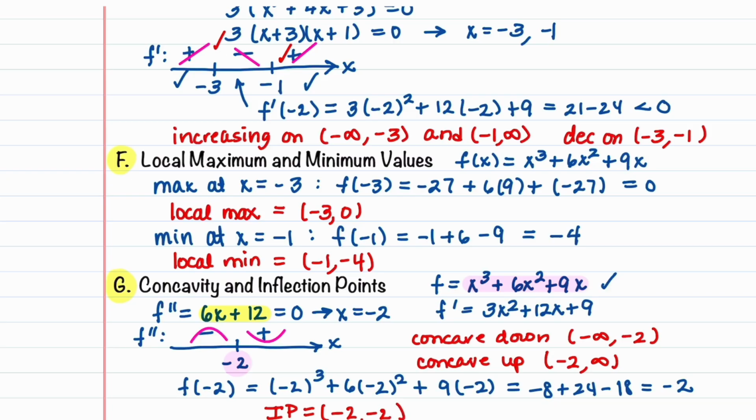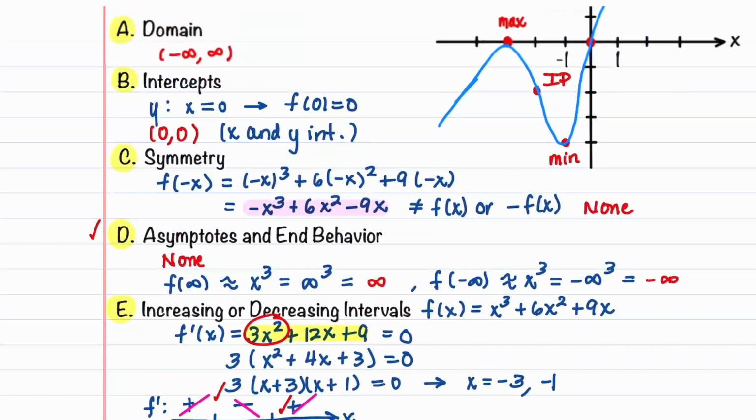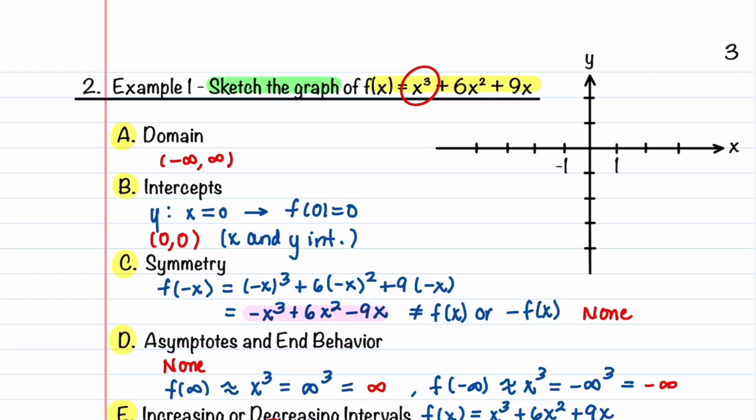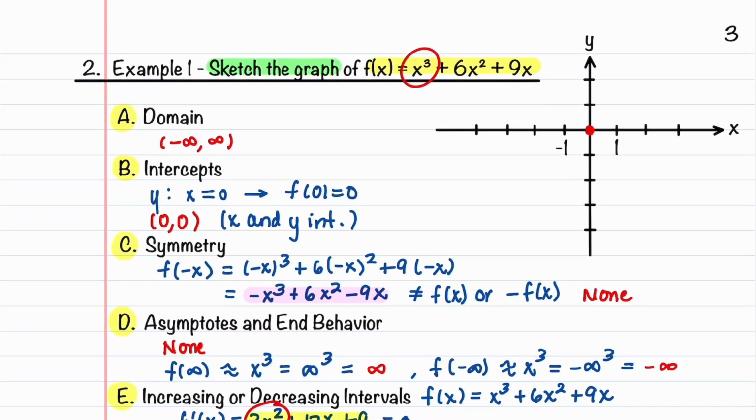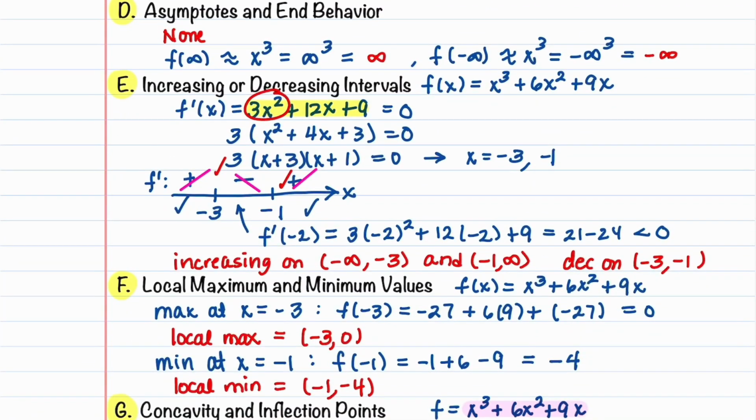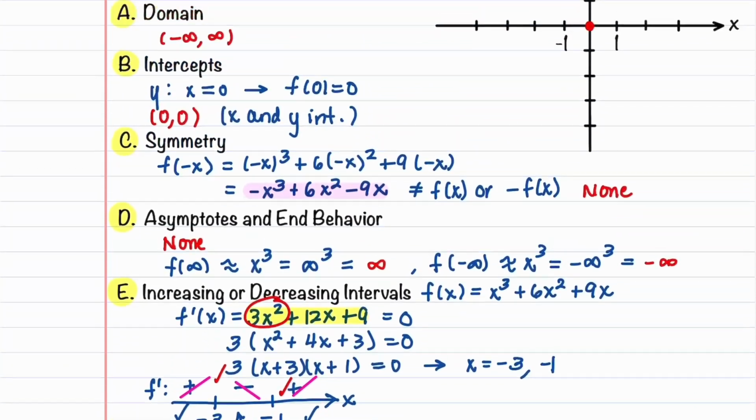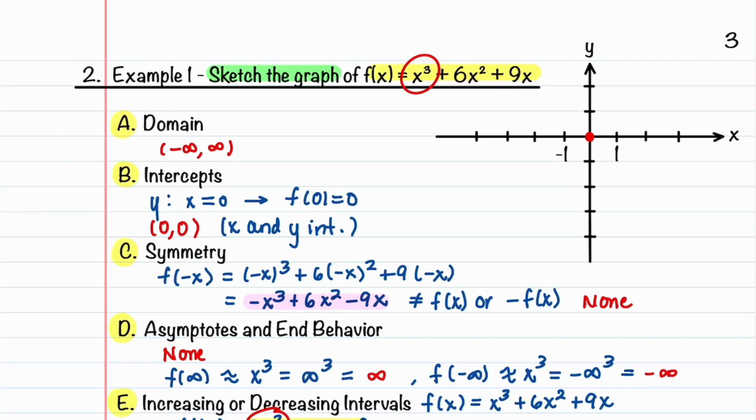Now we can go ahead and put all of this on our graph. Let's go back up to the top. I think the best thing to do is to first put all the points that we calculated on it. We found that we have an intercept at 0, 0. Let's go down here and see what else we found. We have a local max at -3, 0, and a local min at -1, -4. So our max is -3, 0.